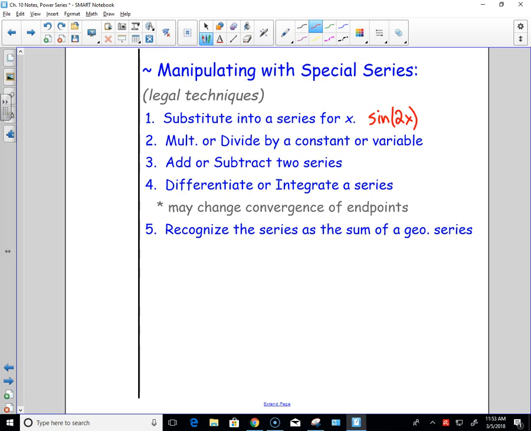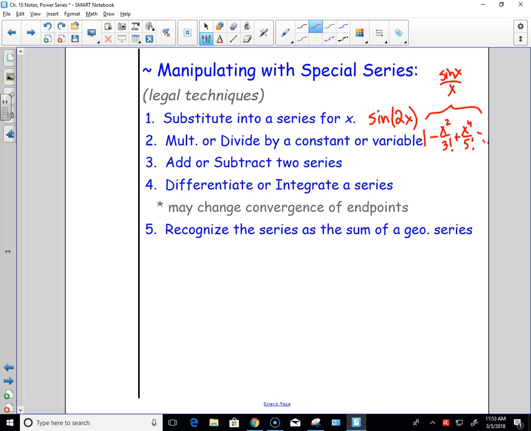What's number 2? Multiply or divide by a constant or variable. You can substitute sine for the polynomial. So what if you had something like 1 minus x squared over 3 factorial plus x to the 4th over 5 factorial? Sine of x over x, divided by x. Didn't you just tell me that sine of x was x minus x cubed over 3 factorial, x to the 5th over 5 factorial? This is sine of x, but what's been taken away every time?